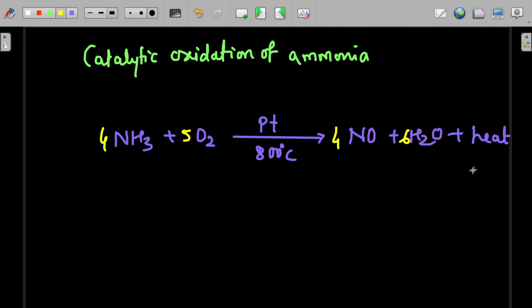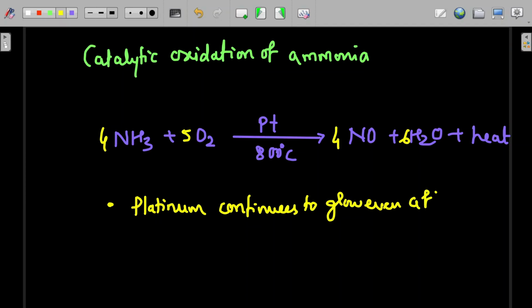So here, what is the observation they can ask you here? So here, actually, when you take this platinum, initially you are heating this platinum. Once the reaction starts, we stop heating the platinum because the reaction is exothermic. So what happens in that case? Platinum continues to glow even after heating is stopped. This can be an observation.